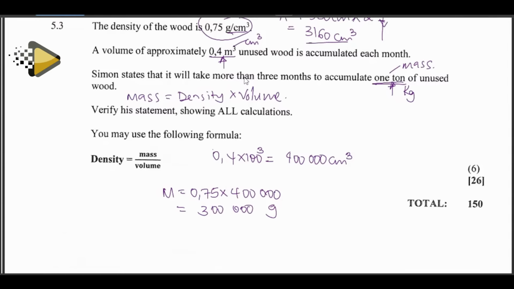If you were to turn them from grams into tons, we shall divide by 1 million. So this goes with that, so this goes with this. You end up having 0.3 tons. This is more than 3 months.